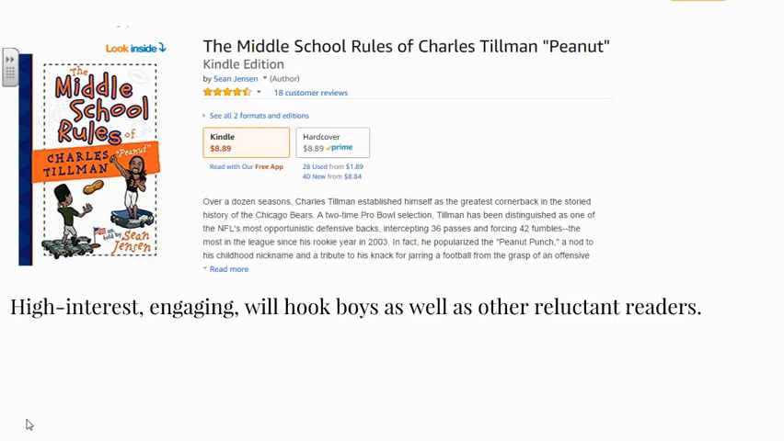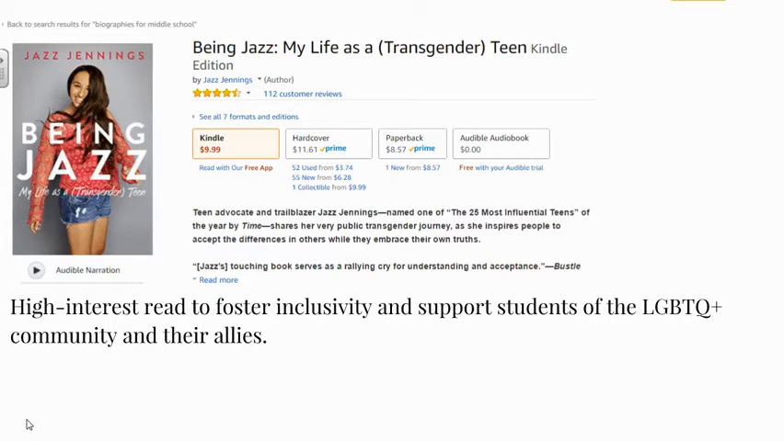The Middle School Rules of Charles Tillman is a good biography for students to read. It will hook boys as well as other reluctant readers. It is high interest and also engaging. Being Jazz, My Life as a Transgender Teen would be beneficial to have in your collection to support your diverse learners, as well as to foster inclusivity and support students of the LGBTQ community and their allies.